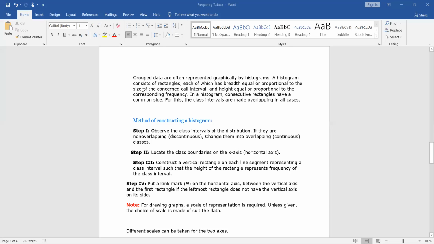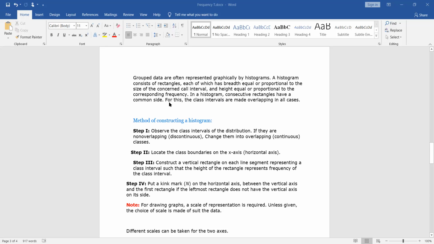A histogram consists of rectangles. You have done the rectangular graph in class 7 or 8, called the histogram, each of which has breadth equal or proportional to the size of the concerned class interval. So the width of the rectangle should be the same for each class interval, and the height equal or proportional to the corresponding frequency. In a histogram, consecutive rectangles have a common side.